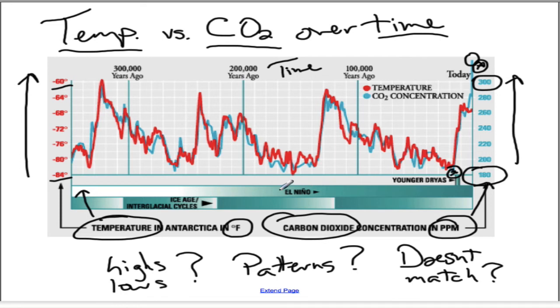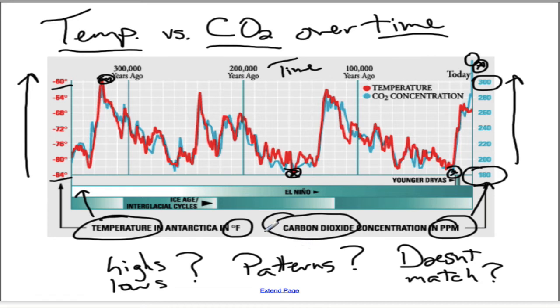Then we can also go look for our highest red data, our temperature data. Looks like our highest temperature is over here, and our lowest temperature kind of looks like it's right there. Good. Okay, so highs and lows for both sets of data. We got that. Any patterns? What do you see in the data?